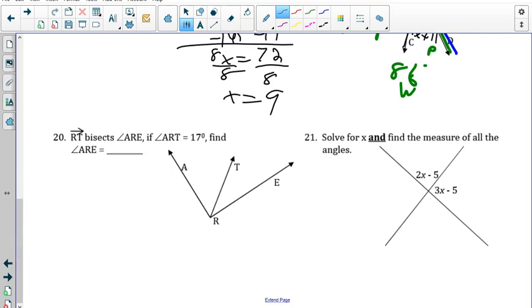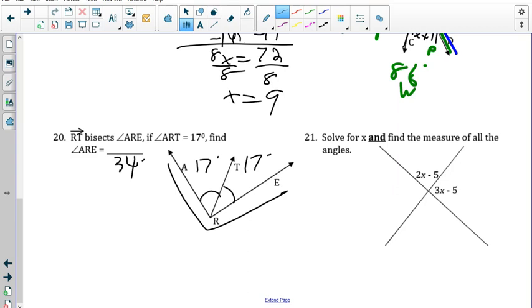Number 20, RT bisects ARE. So right at the bat, we know this is equal to that. If ART is 17, that's this piece right here, what is ARE? Now be careful. It's not asking for TRE. It's asking for ARE, which means the answer is 34 degrees. Pay attention to what it's asking for.